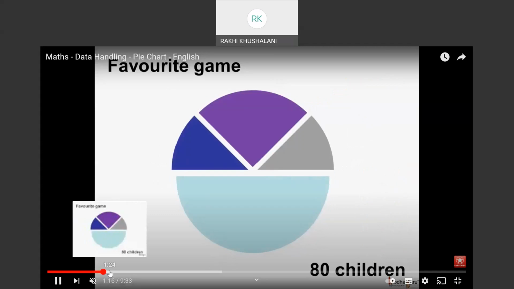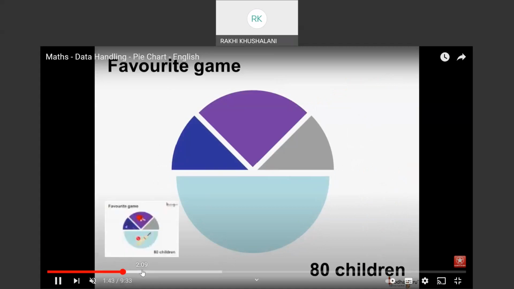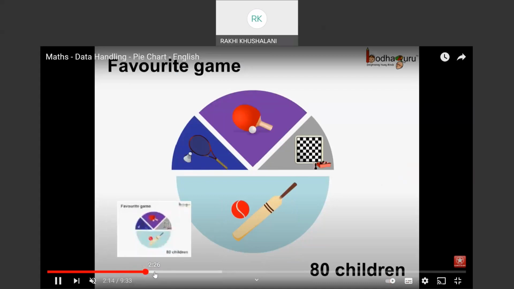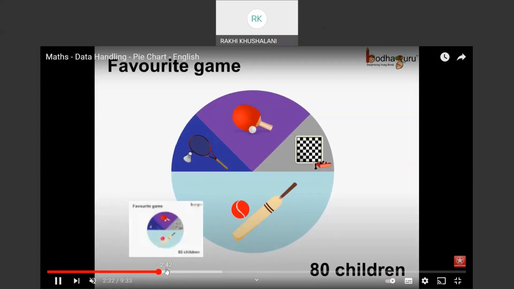So here is the favorite game chart that we had made. Now we have removed the sign from there. And in this game chart, we are talking about 80 children. How many children are we talking about? 80 children. And how many sports are we talking about? 4 favorite games, in which there is cricket, badminton, tennis, and chess. From these 80 children, few have gone for one type of game here.